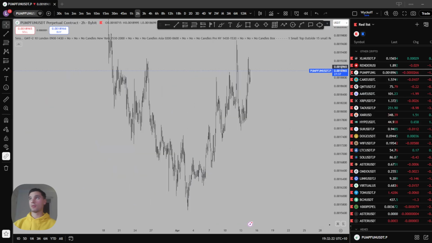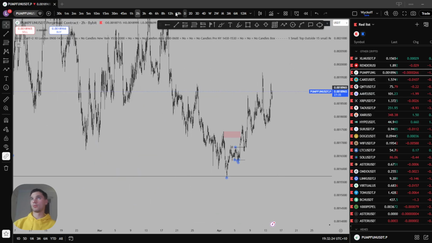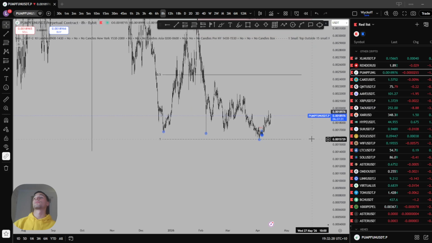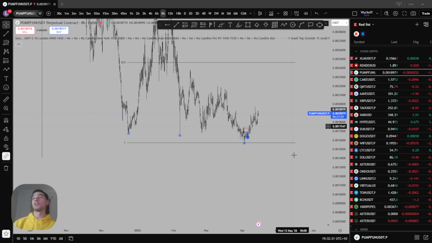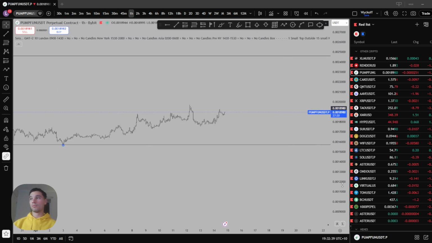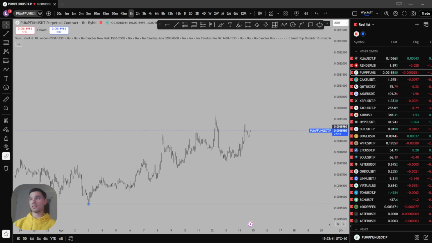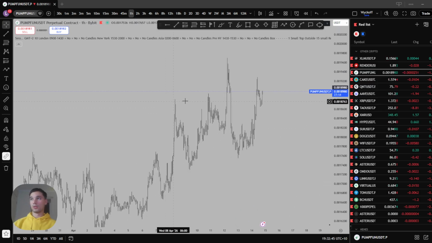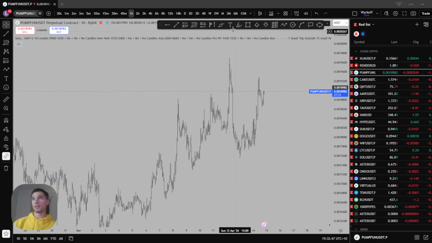Pump. Definitely would not be longing anything here at the moment. As much as it is looking like an accumulation model, just looking at the higher time frame where Bitcoin is, where USDT is, I would not be wanting to accumulate.